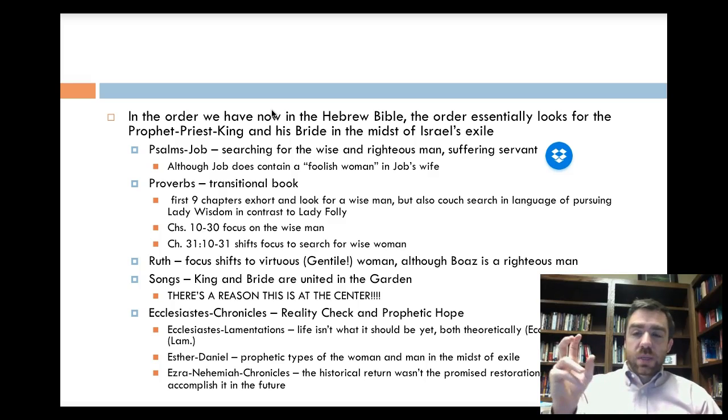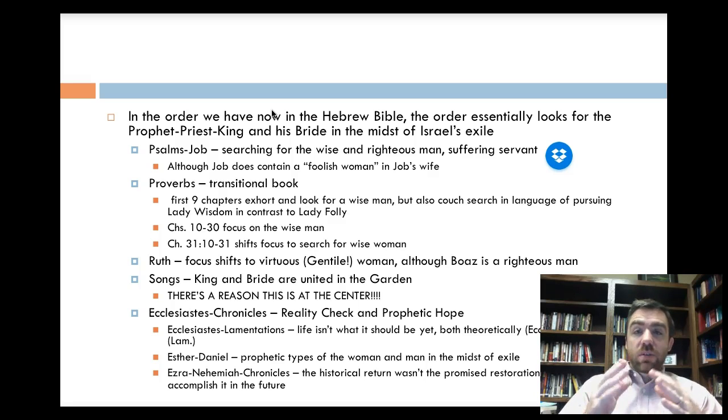And so in Psalms and in Job, we're looking for that wise king, the righteous man who is also a suffering servant. And then Job also contains this idea of a foolish woman in Job's wife. In Proverbs, we start off with the foolish woman versus Lady Wisdom. We're searching for a wise man still. So chapters 10 through 30 focus on the wise man, and then chapter 31 shifts us back to focusing on the wise woman, the virtuous woman.